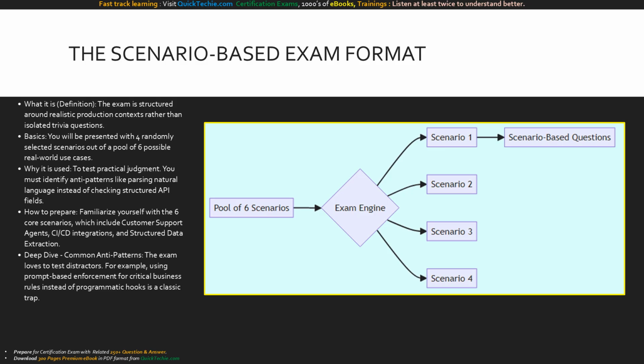This means your study strategy must encompass all 6 potential scenarios, as you won't know which 4 you'll face until you sit down. Every question will tie back to the specific constraints and requirements of its parent scenario, demanding contextual problem-solving rather than isolated factual recall.